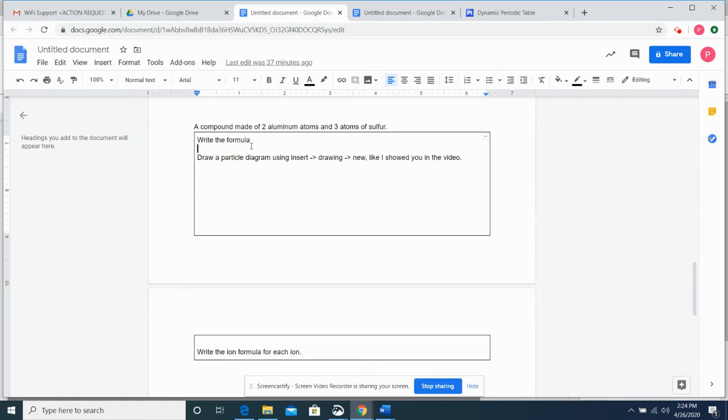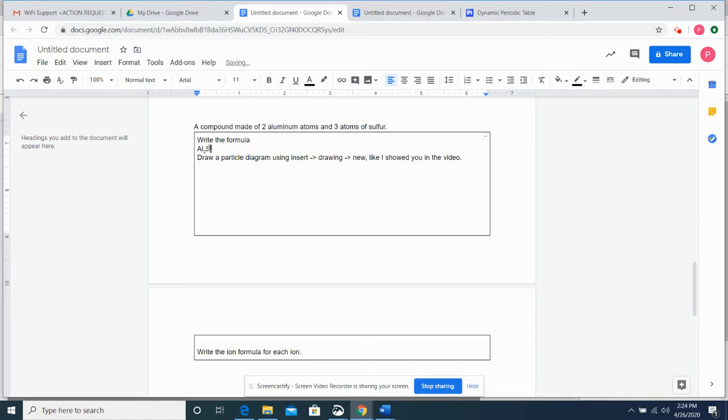First, it says write the formula though. So it says 2 aluminum atoms, and so I'm going to write Al2. I'm going to highlight just the 2, not the L, and press control comma to make that a subscript. And now I have 3 atoms of sulfur. So I'm going to press control comma again to make my cursor large, and type in a large S.